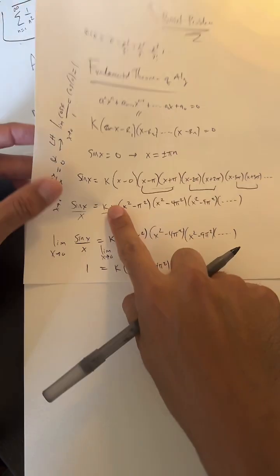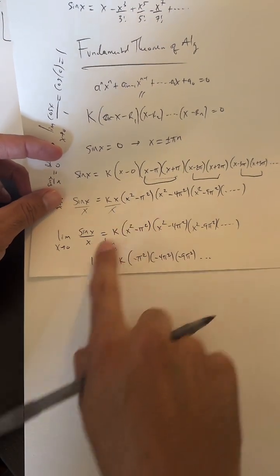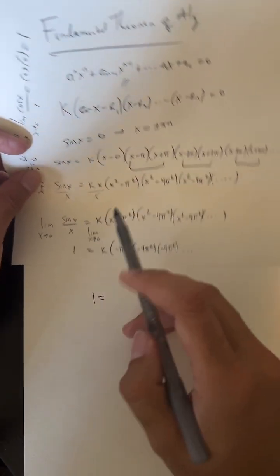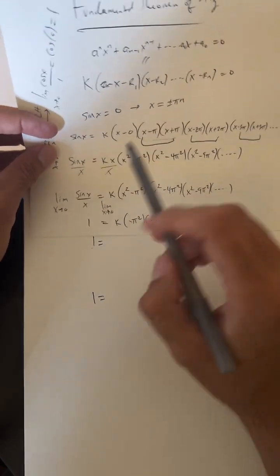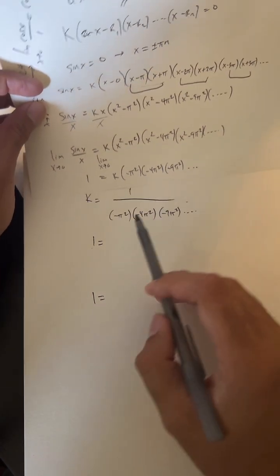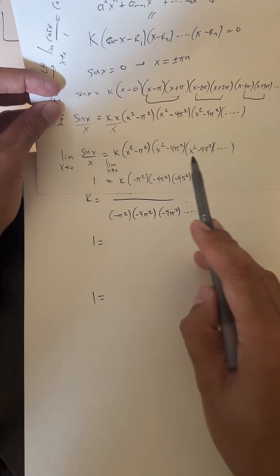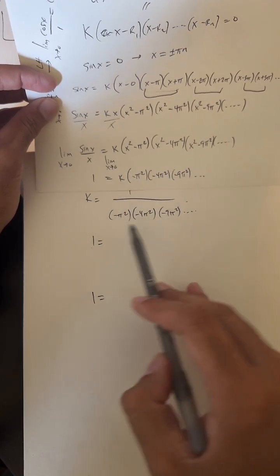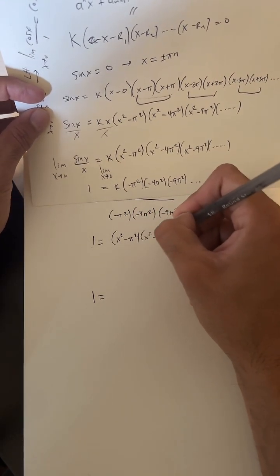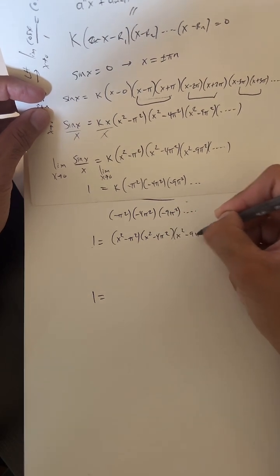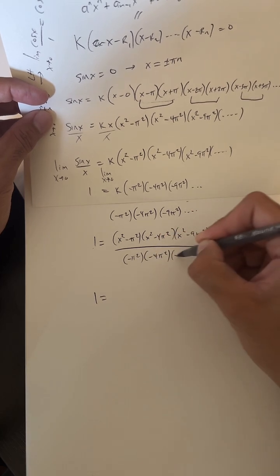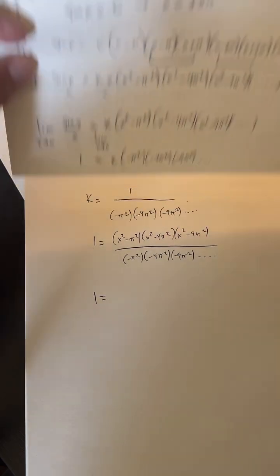Okay, so then now going back to our function here, now that we divided by x, we have the value of k. Now we know that 1 is equal to the k value, which is this one right here, which is 1 over this entire thing. So what we're going to do is rewrite this entire value, and because k is a fraction, we're just going to put these values on the bottom. Check this out. It's going to be x squared minus pi squared, x squared minus 4 pi squared, x squared minus 9 pi squared, all over negative pi squared, negative 4 pi squared times negative 9 pi squared, on and on and on. This is really nice.